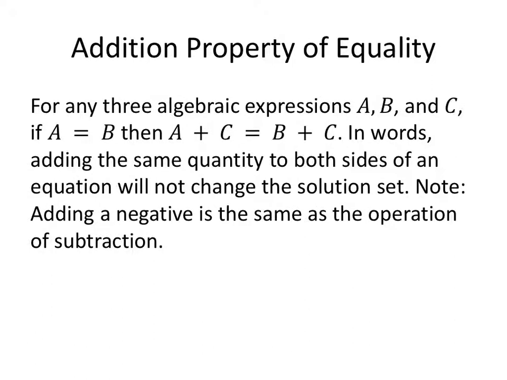We're going to first use the addition property of equality. So for any three algebraic expressions, a, b, and c, if a is equal to b, then adding c on both sides keeps the equality the same. In other words, adding the same quantity to both sides of an equation will not change the solution set. Remember that adding a negative is the same as subtraction, so this holds for both addition and subtraction.